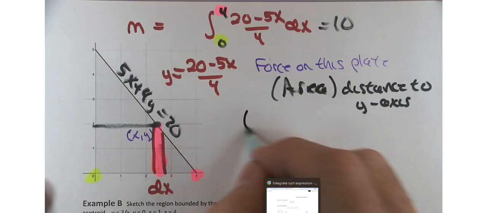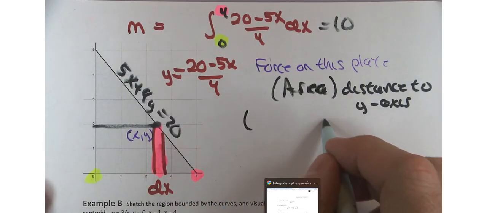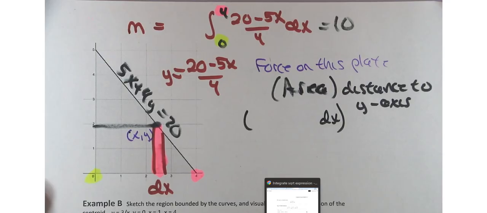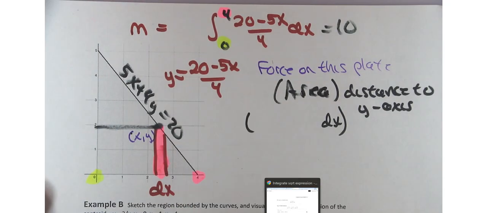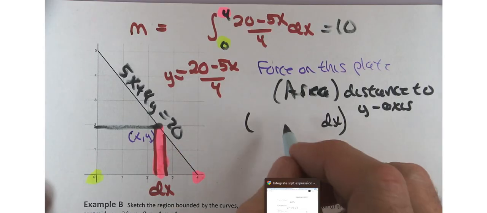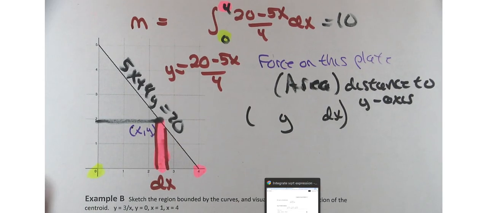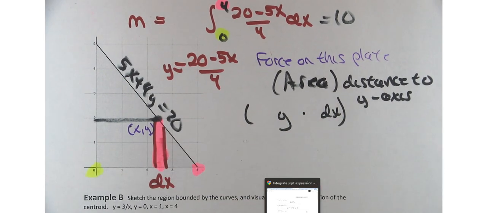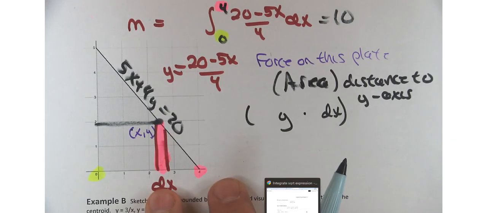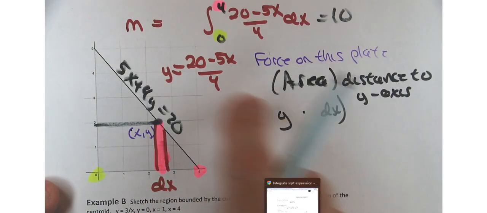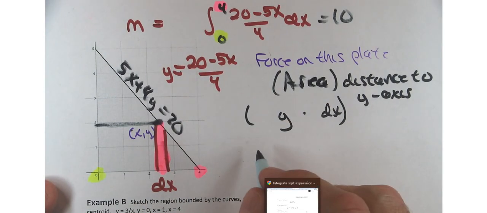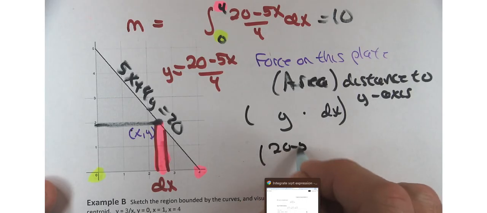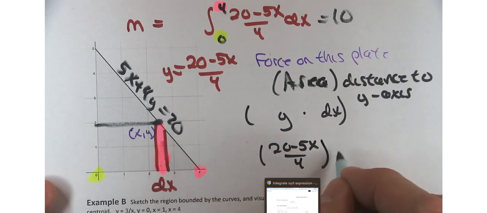Now the base in this case is dx, right? What's the height? The height is y. All right, so we can put a y there, and that's fine. But what is that dx telling you? Yeah, we need to get it in terms of x. But the fact that we have a dx slice here, we need to get that in terms of x. So I'm going to replace that with 20 minus 5x over 4, and then a dx here.